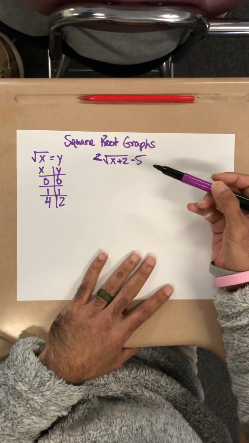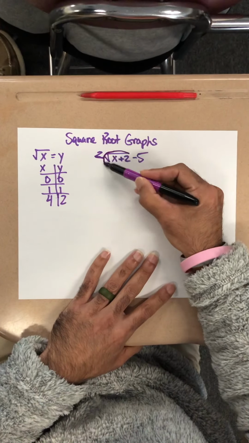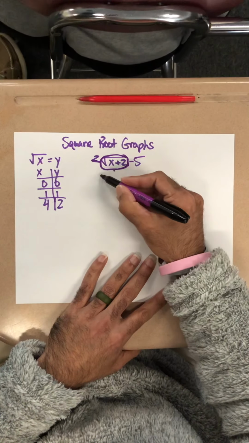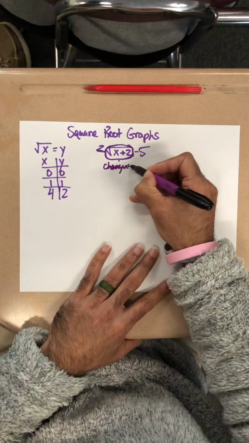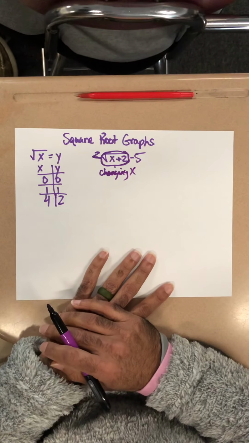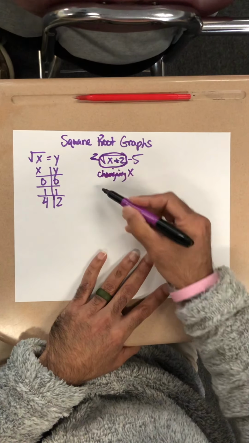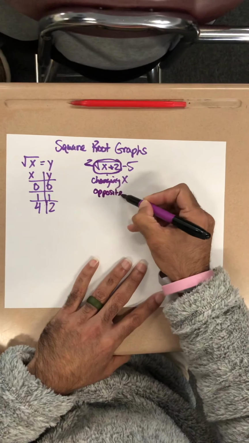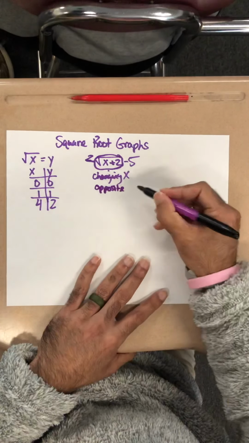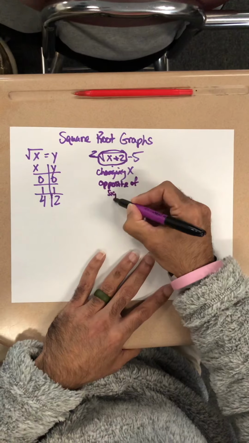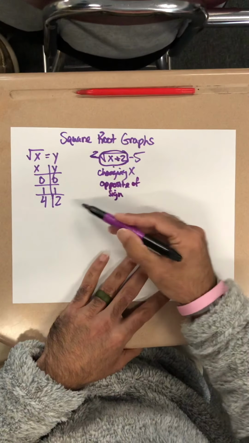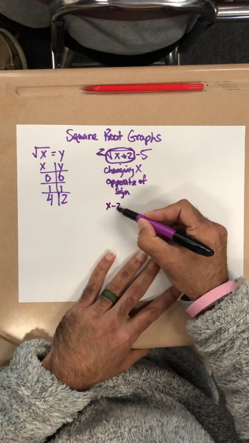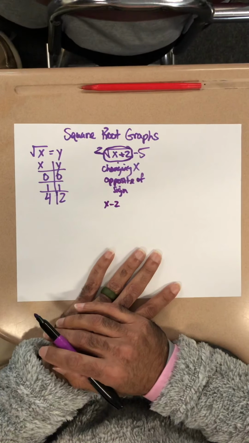So, to begin with, we look at what's in the radical. Anything inside the radical is changing x. And in this case, if it's positive, it's actually going to be negative. So it's always the opposite of the sign. So in this case, if we were looking at these x's, here it's going to be x minus 2. That's what's going to happen to your x's.